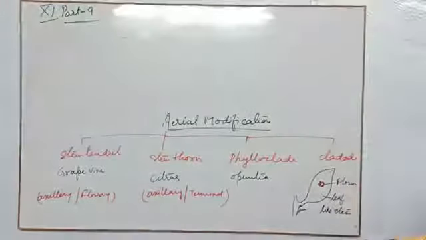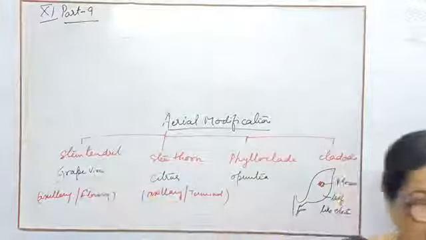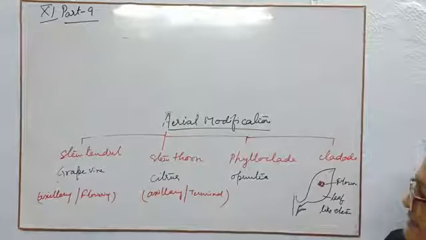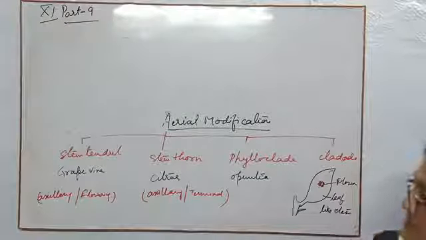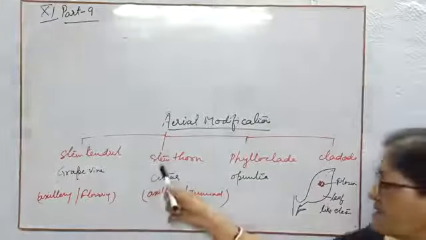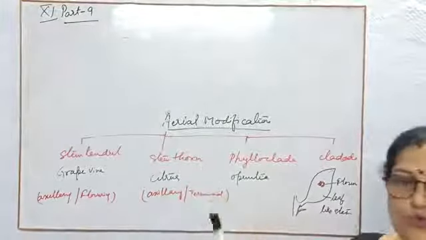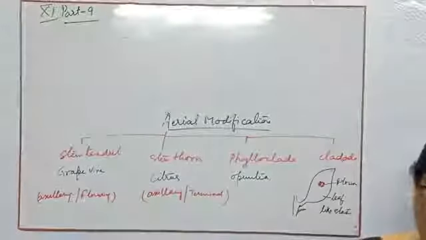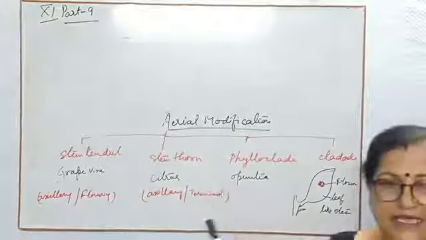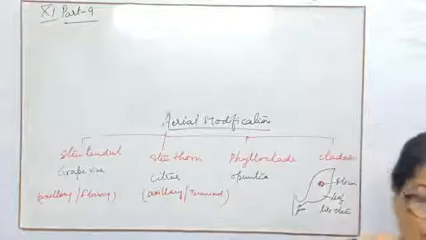So these are called as stem tendril. Examples of stem tendril is any vine, or you can say grapevine, everyone you have seen. Next one, stem thorn. Thorn means spine. When the stem is modified into spine to give them support, or according to the spines, they help them or they provide them for protection.